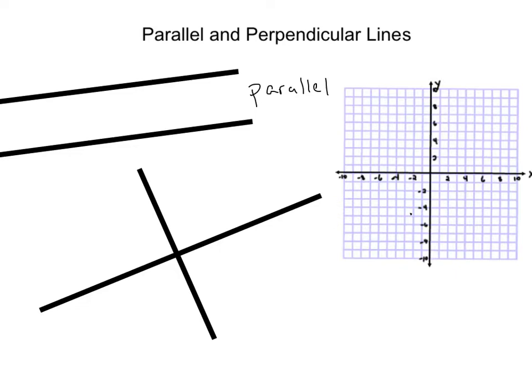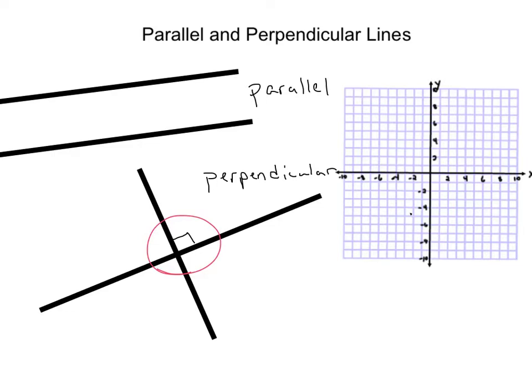And here we have two perpendicular lines. Now, perpendicular lines not only intersect, but they also intersect at a right angle. So that's really important. It's not just simply two lines that cross, but they cross in a very specific way, at a right angle.